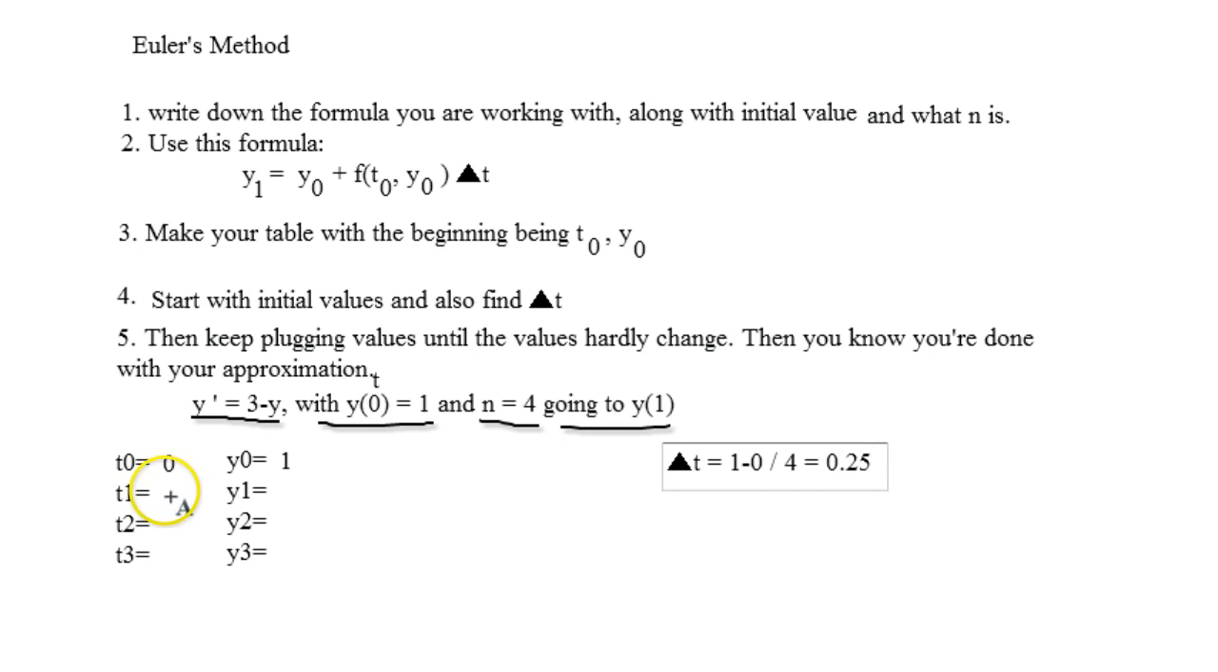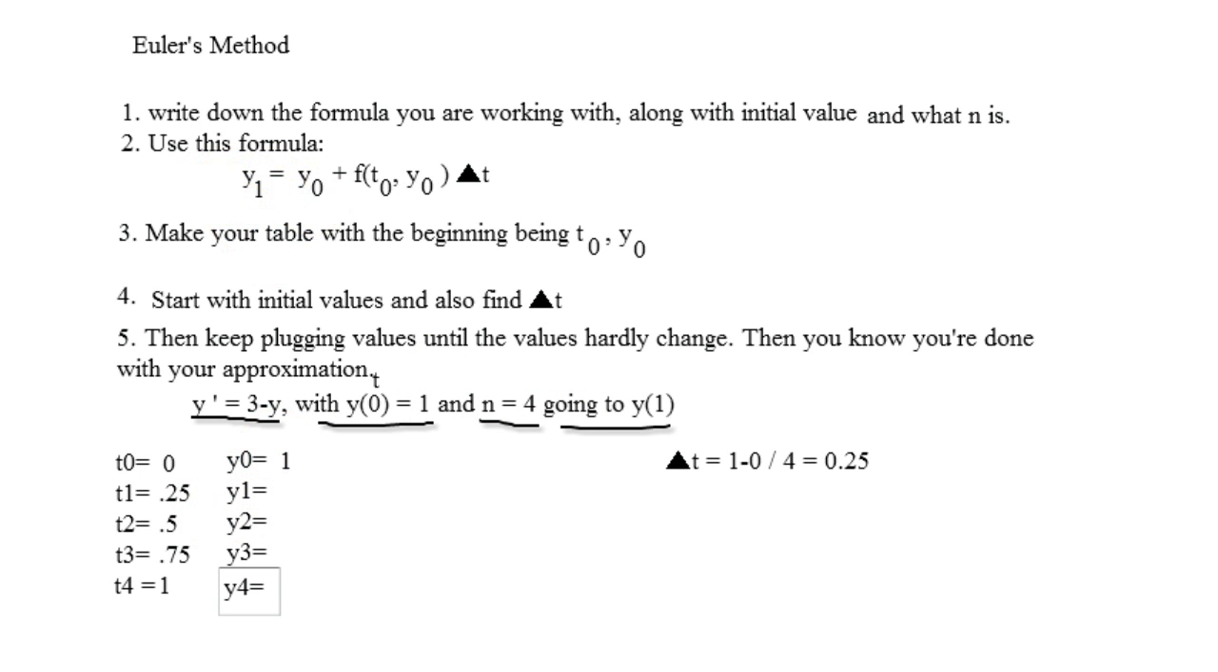Okay, so this right here is going to be 0.25, this is going to be 0.5, this is going to be 0.75, and then obviously we're going to go up to 1 because that's the ending point of what we want. So this should be t sub 4 equals. Okay, and so right there we should have probably a y sub 4. Okay, so now we're going to start plugging this in. What you're going to do is keep plugging in values until the values hardly change. Then you know you're done with an approximation, or at least in this case when we get to n equals 4.